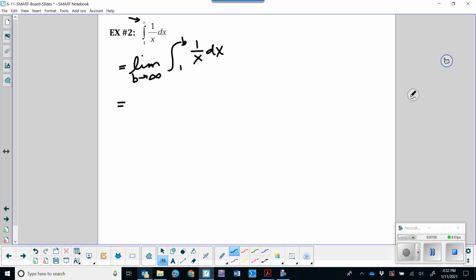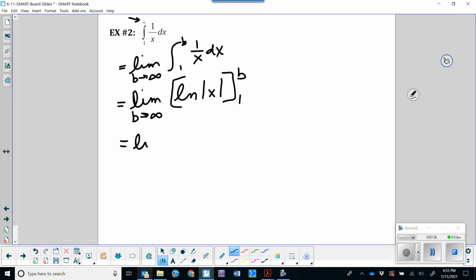Now, I can't take the limit until I'm way at the end. So you're going to keep writing the limit as b goes to infinity. I can't do that till I've found the antiderivative, plugged in b, simplified, and so on. Then I can plug in and do the actual limit. So here we're going to recognize, okay, I'm integrating 1 over x. So we know that that's ln of the absolute value of x. And we're going to evaluate that from 1 to b.